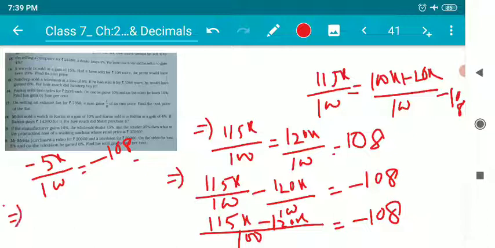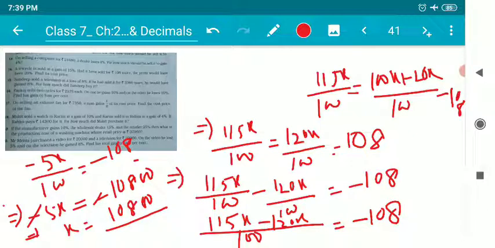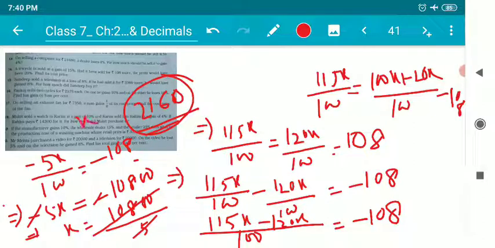If I go for a cross multiplication, minus 5x equal to minus 10800. The minuses will be cancelled, x equal to 10800 divided by 5. Let us cancel it. 5 2s are 10, 5 1s are 5, 5 6s are 30. 2160 is the cost price. So the value of x is 2160. This is the cost price of the tricycle.